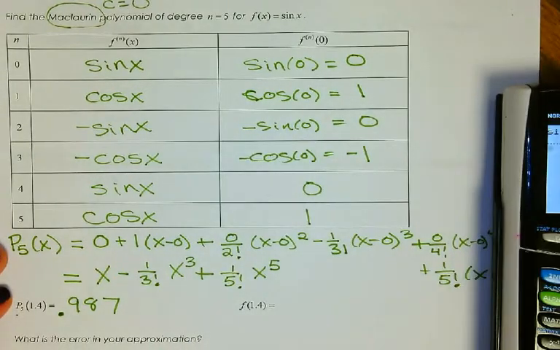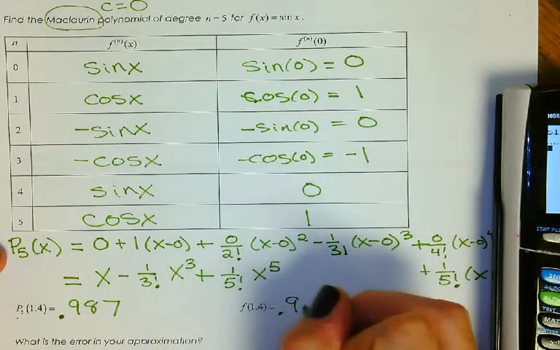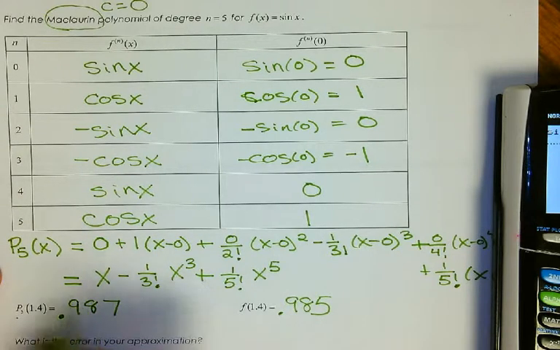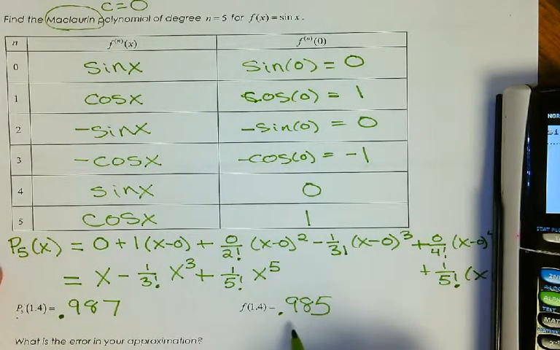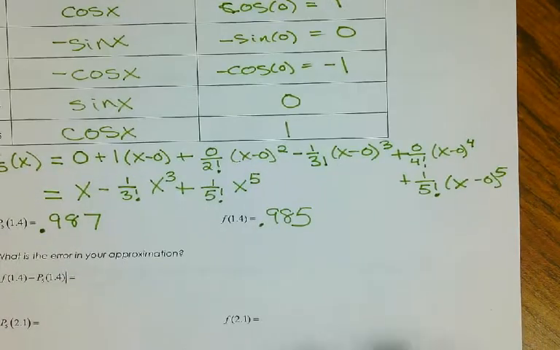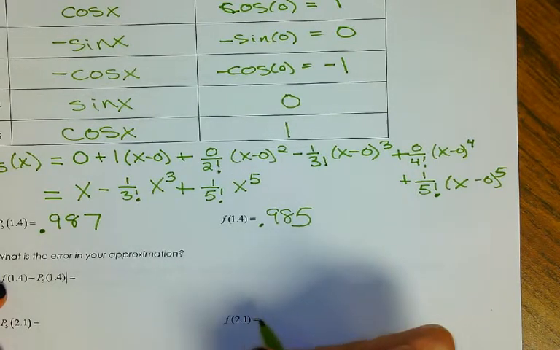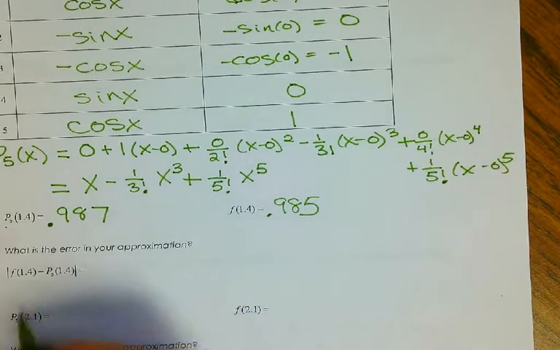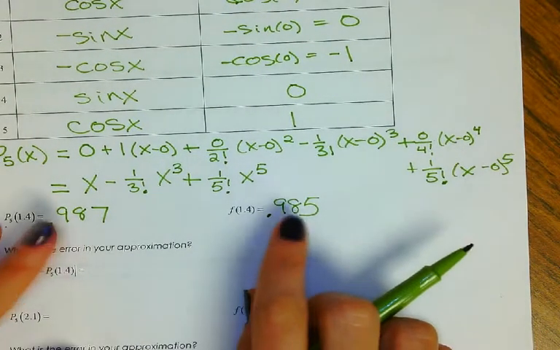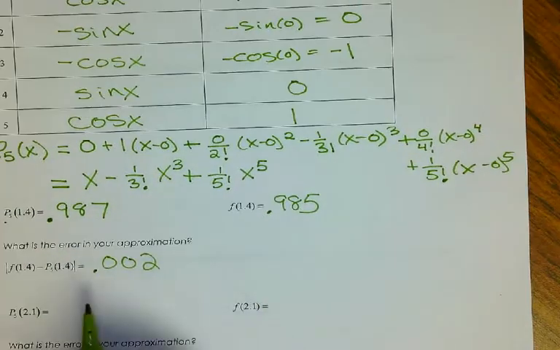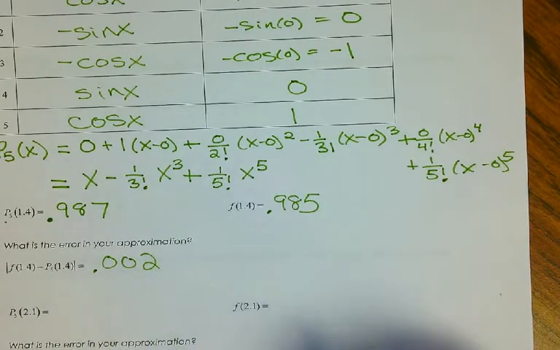So I get 0.985. So you can see these two numbers are pretty close, meaning my polynomial is doing a very good job of approximating the sine graph when I'm relatively close to that center. Okay? So this is a 5th degree polynomial, so again, this tells us that a 5th degree polynomial is a pretty good approximation at x equals 1.4. And so the error is just the difference between those two numbers. So I get 0.002, right? If you subtract those, I'm off by 2 thousandths. That's pretty good.